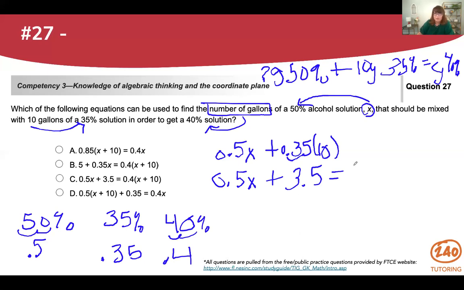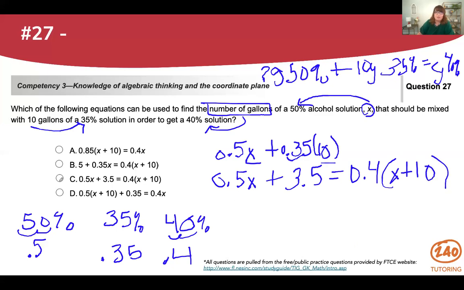So I know over here I'm looking at 0.4. And for gallons, I don't know this. I know it's these two together. So over there, I had an X for gallons and a 10 for gallons. So X plus 10.